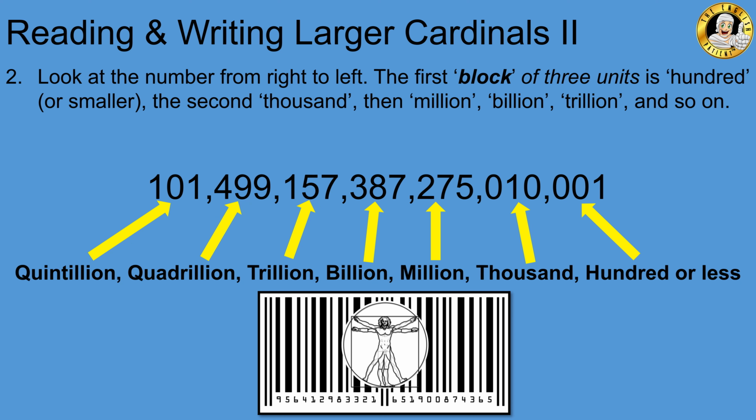So in this case, we've got 100 or less, and then 1,000, million, billion, trillion, quadrillion, quintillion. Okay, so we're starting with quintillion. And now we're in a position where we can read this number.